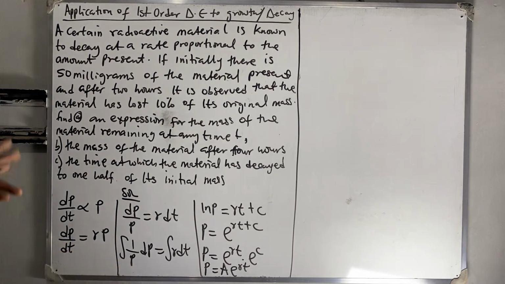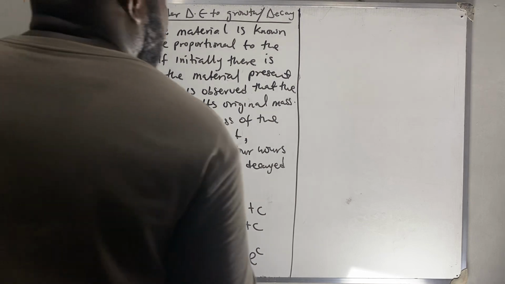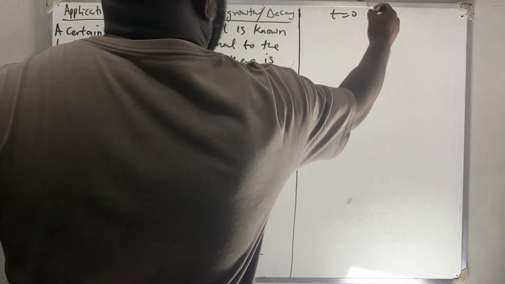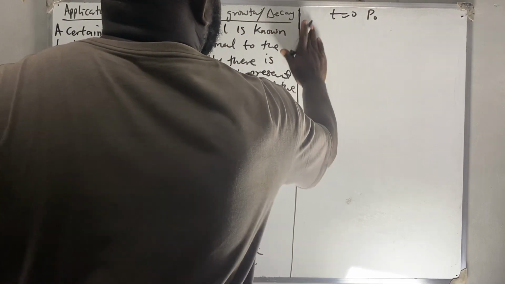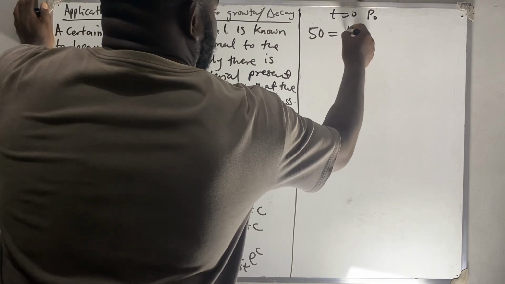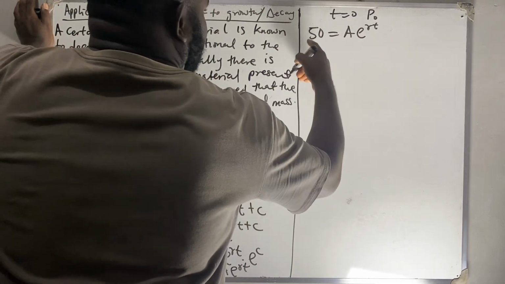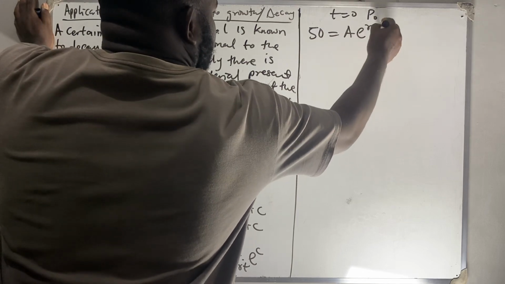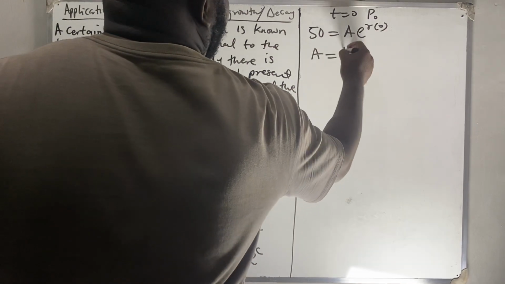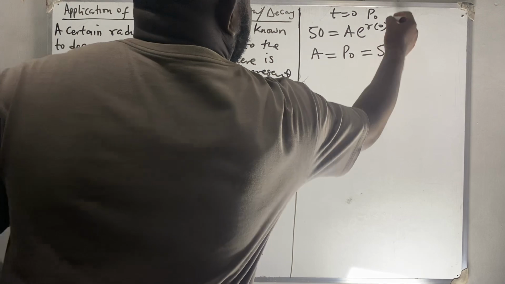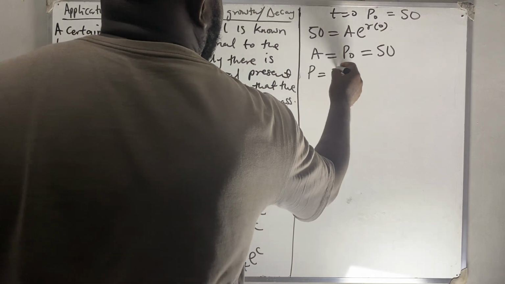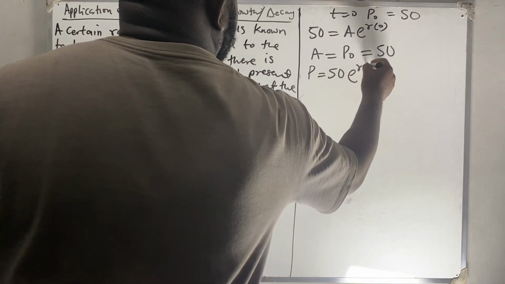So they say that initially the population is 50 here. So I'm going to have P initially, that is at t equal to 0. That is, we're looking for P naught, which is 50. So 50 is equal to A exponential Rt. Here our Rt is 0, and anything raised to power 0 is 1. So I'm going to have that my A is equal to P naught, which is equal to 50. So having this now, the expression will be P is equal to 50 exponential Rt for now.